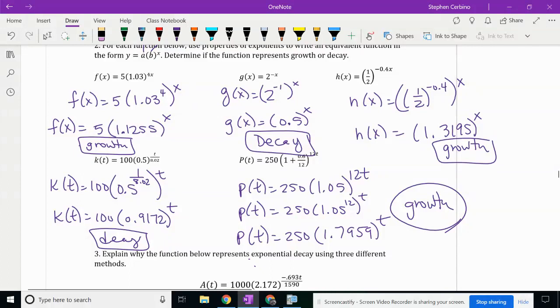Questions on number 2? Easy. Try number 3 yourself.